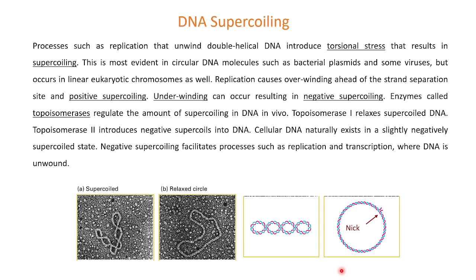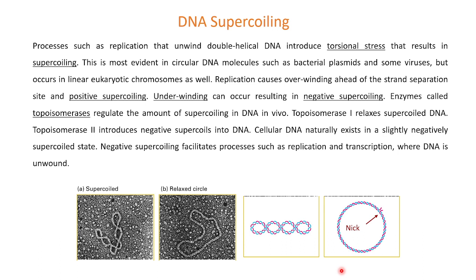So what we need to keep in mind about this DNA supercoiling is, first, that processes like replication introduce torsional stress, because of which supercoiling occurs. That is number one. So where do you observe this supercoiling? It can occur in bacterial plasmids, sometimes in viruses, and sometimes in linear eukaryotic chromosomes as well. There are two different types of supercoiling: positive and negative supercoiling.